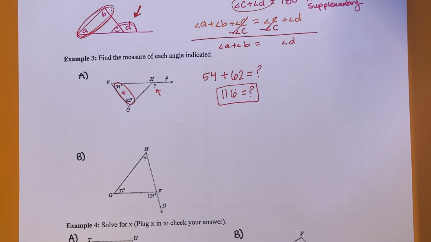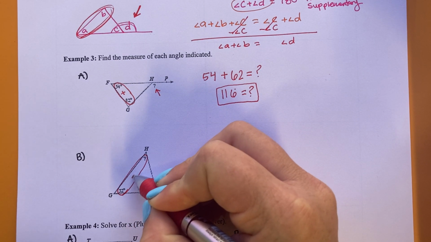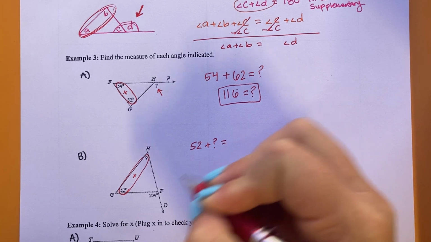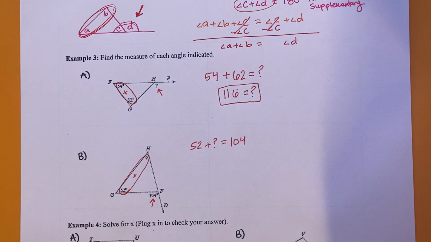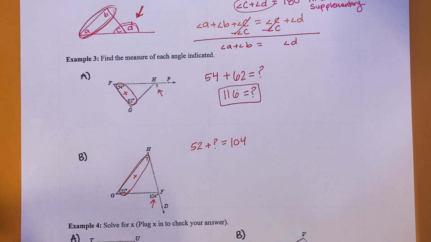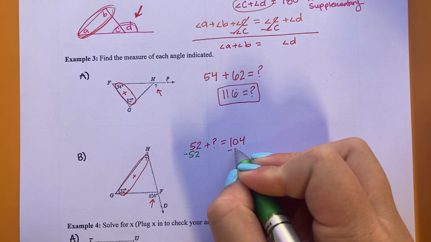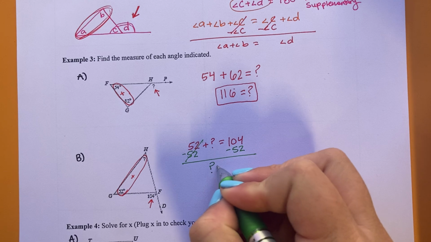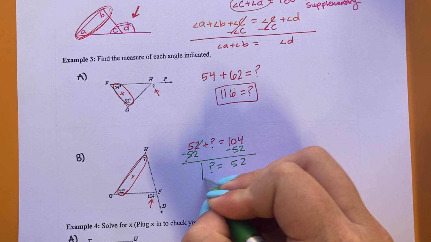Question B. I have these two interior angles, so I'm going to add them up, and they should equal this exterior angle. Now that the question mark has that 52 stuck on it, I'm going to subtract it, which leaves us with the question mark is 52.